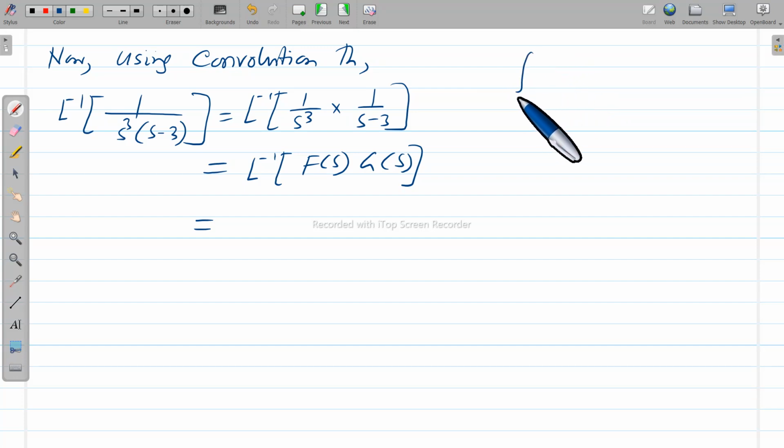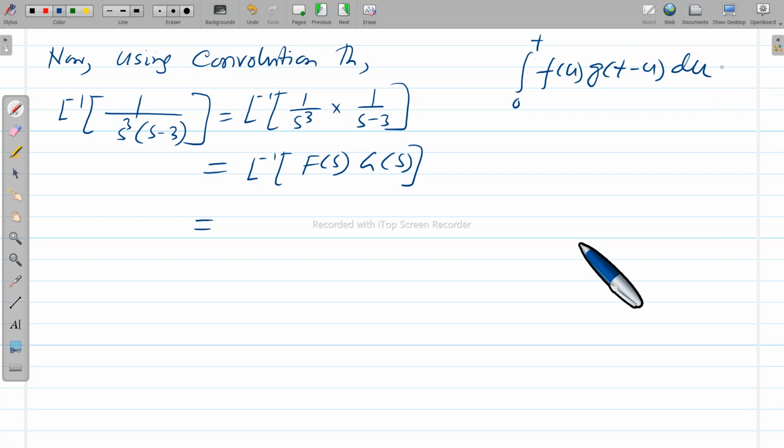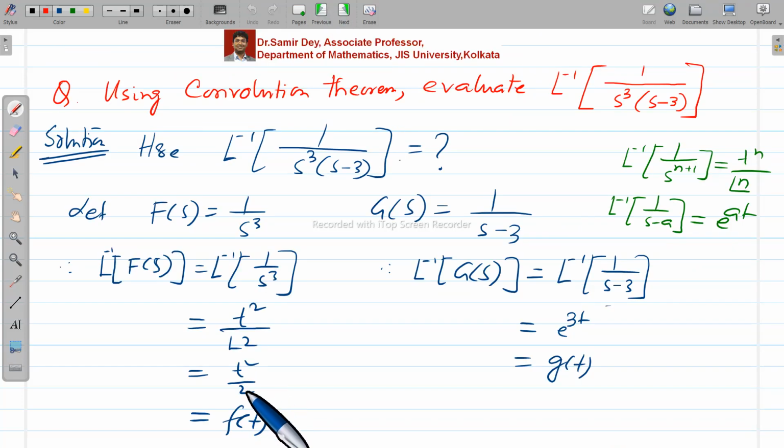You have the integral from 0 to t of f(u) g(t minus u) du, and another formula you have, the integral from 0 to t of g(u) f(t minus u) du. Okay, so now try to understand which one I should use according to the easiness of your calculation. Now what is your f(t)? From here you know f(t) is equal to t square by 2.